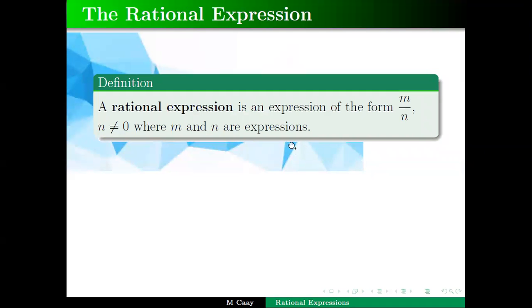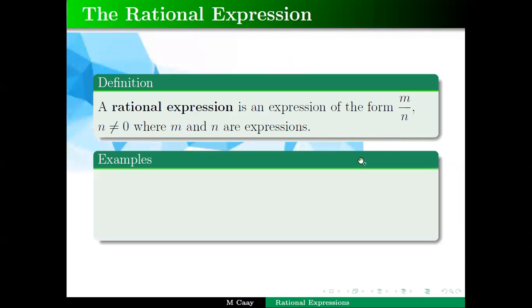So a rational expression is an expression of the form m over n, provided of course that your n is not zero, where m and n are expressions. So basically, a rational expression is of this form where the numerator and denominator are also expressions.